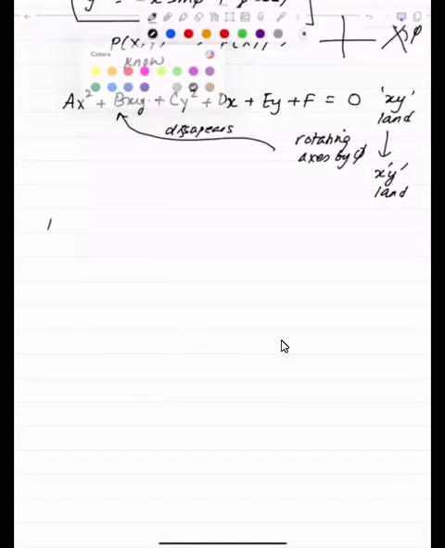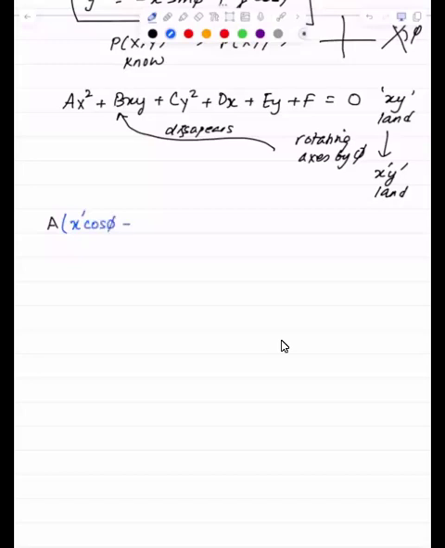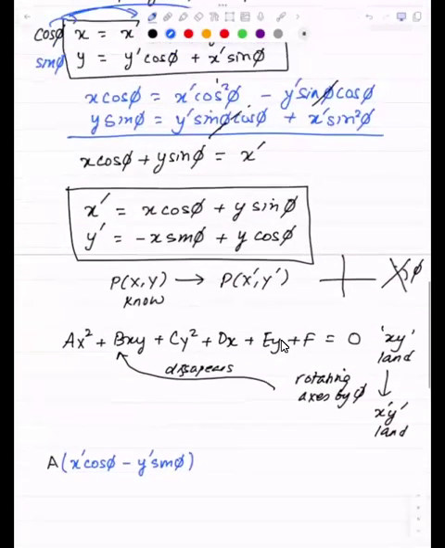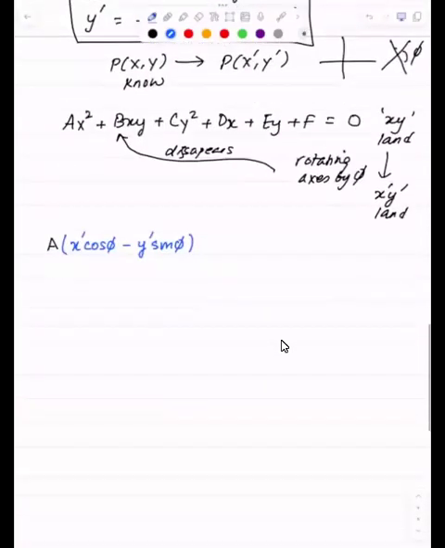Let's replace all our x squares, so all our x's here, with x prime cosine phi minus y prime sine phi, right? Remember, x is x prime cosine phi minus y prime sine phi. It's getting squared, plus the b term. We replace the x with x prime cosine phi minus y prime sine phi.